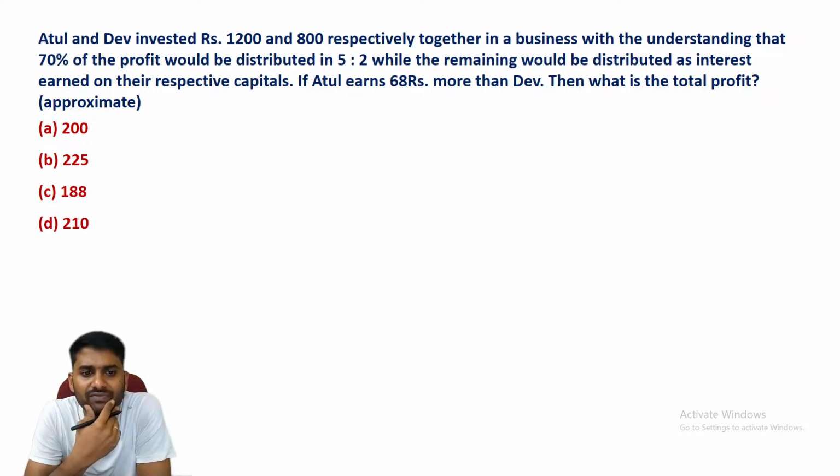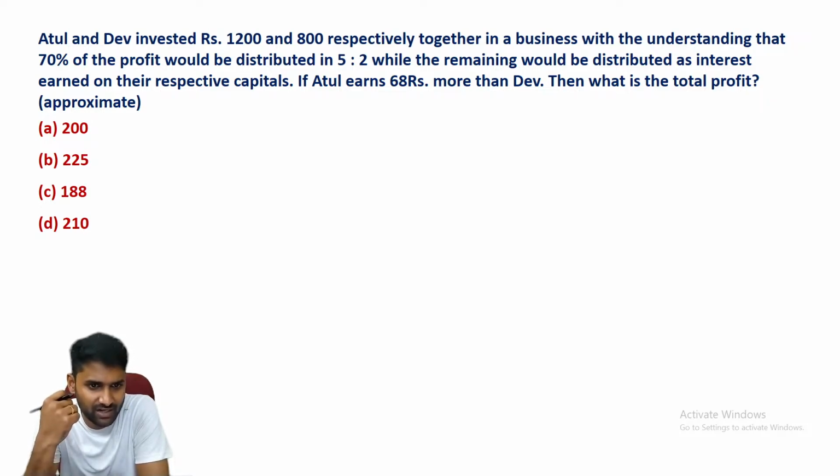See, Atul and Dev invest 1200 and 800 respectively in a business with the understanding that 70% of profit would be distributed in a 5:2 ratio, while the remaining would be distributed as interest earned on their respective capital. Atul earns 68 rupees more than Dev. What is the total profit? Approximate.